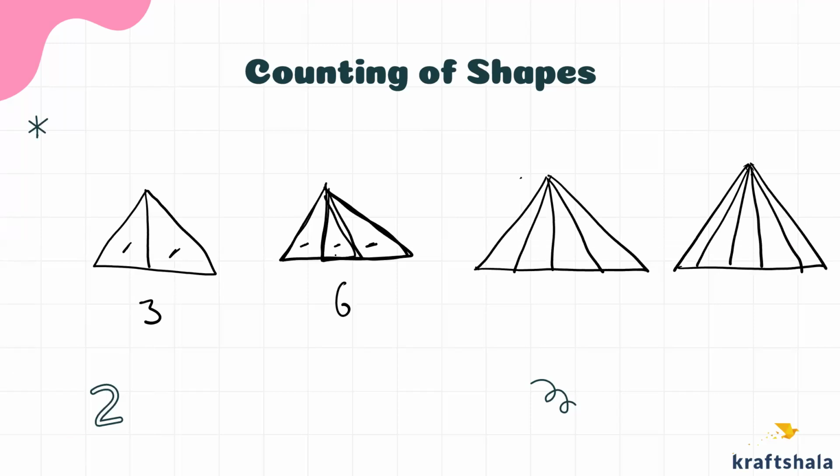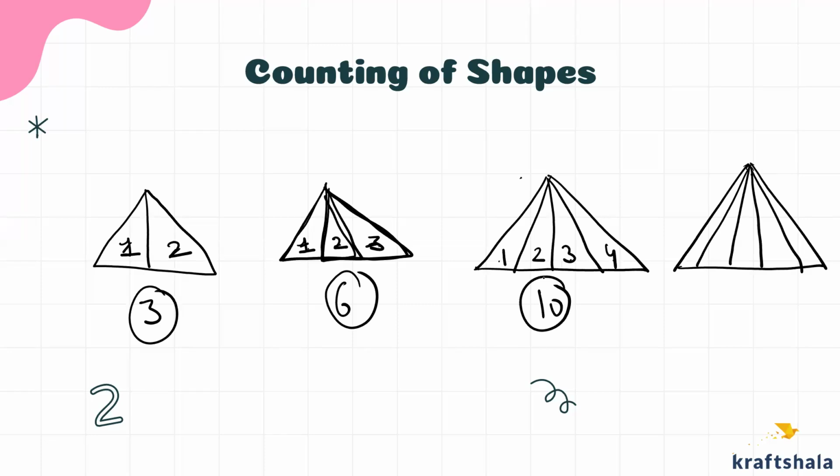We don't have to do this 1 2 3 counting at all. Directly we have to do numbering. First step: 1 2, 1 2 3, 1 2 3 4. That's it. Just add them. 2 plus 1, 3. Answer. 3 plus 2 plus 1, 6. Answer. 4 plus 3 plus 2 plus 1, 10. Answer. Right? Just do the numbering, add all of them, you'll get the answer.